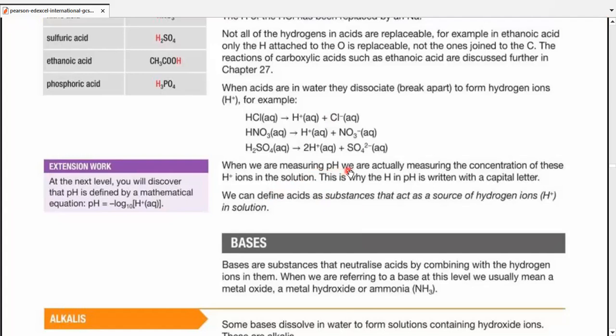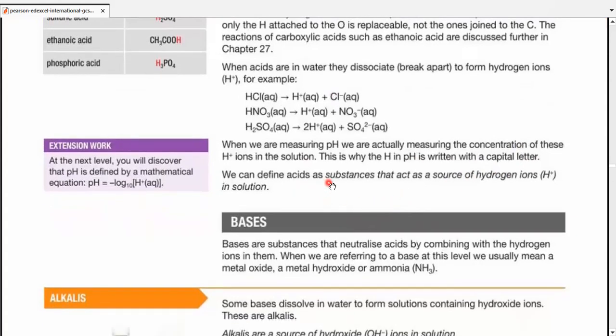when we are measuring pH, we are actually measuring the concentration of these H positive ions, or hydrogen ions, in the solution. This is why the H in pH is written with a capital letter, because that's the concentration of hydrogen ions. We can define acids as substances that act as a source of hydrogen ions whenever they are dissolved in water or in solution form.